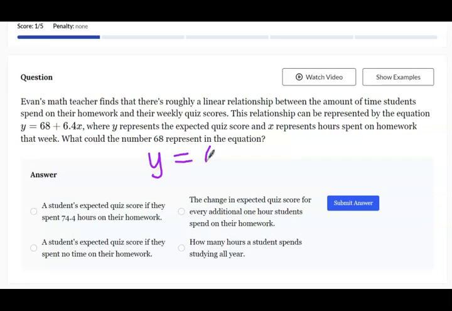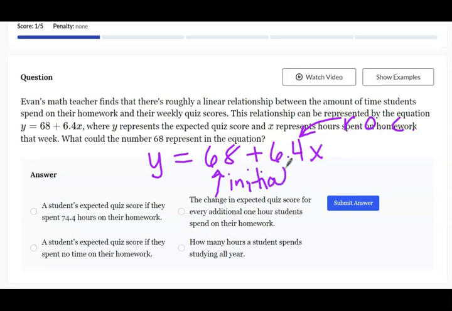Well, when we have a linear equation, the coefficient of x is the rate of change, right, ROC, but this number is known as the initial value.